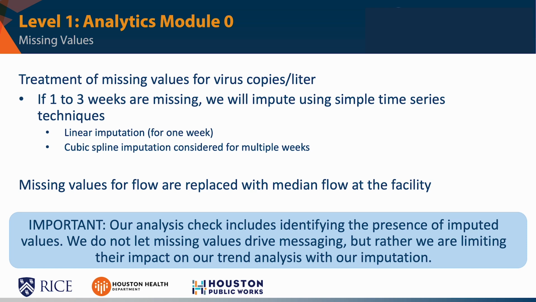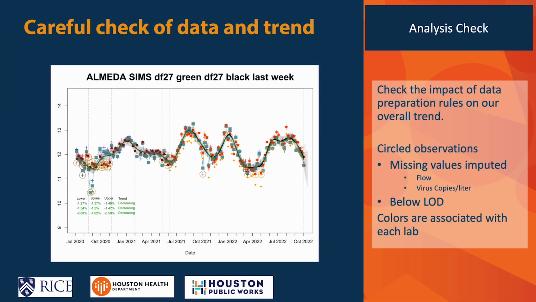In the note below, we want to stress that we identify imputed values in our analysis as we do not want missing values to drive our trend and therefore our messaging. This is an example of the note I just mentioned. In our graphs we review each week, we include a circle on all imputed values, with the colors meaning different things. For example, this one indicates the measurement was below half the LOD.